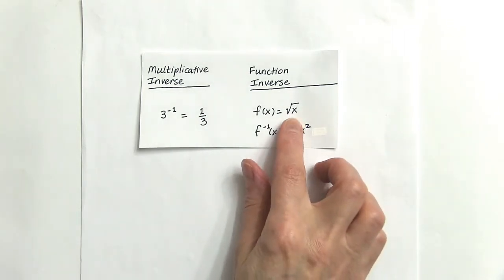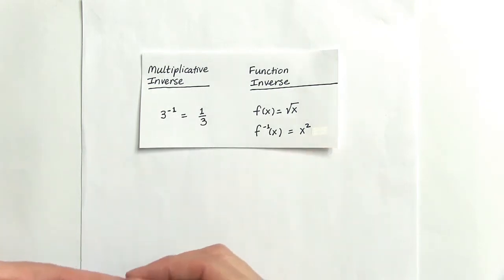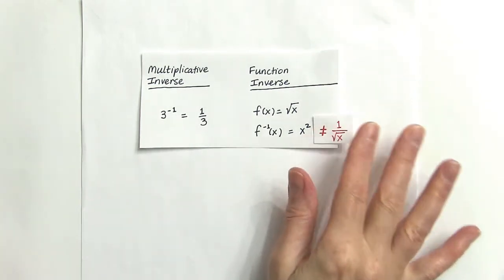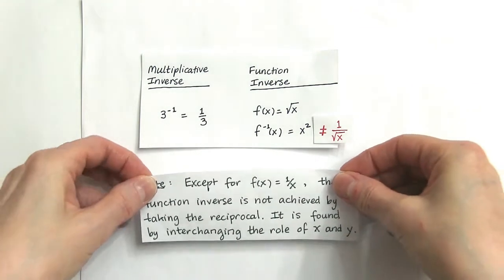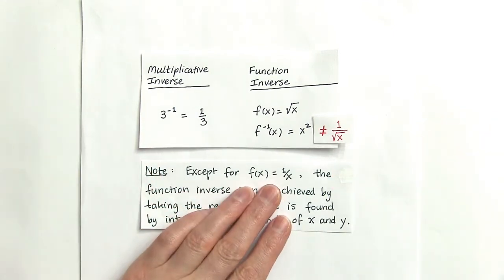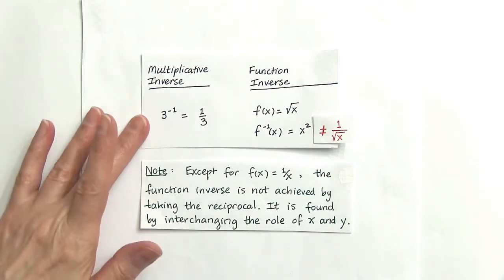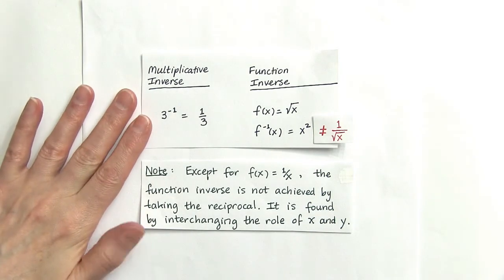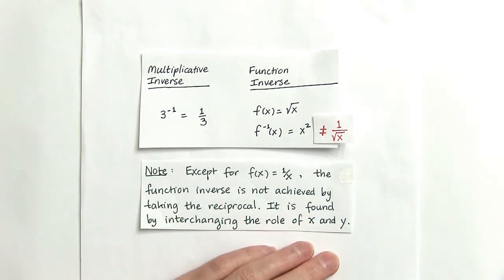So if f of x is the square root of x, its inverse function is x squared. We would not write 1 over the square root of x. That's not the same thing at all. So except for the function 1 over x, function inverse is never achieved by taking the reciprocal, as you would in the multiplicative inverse. Function inverse is found by interchanging the role of x and y.